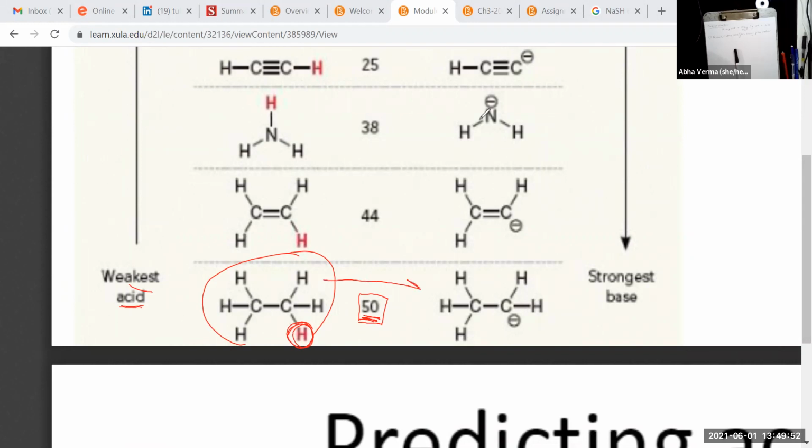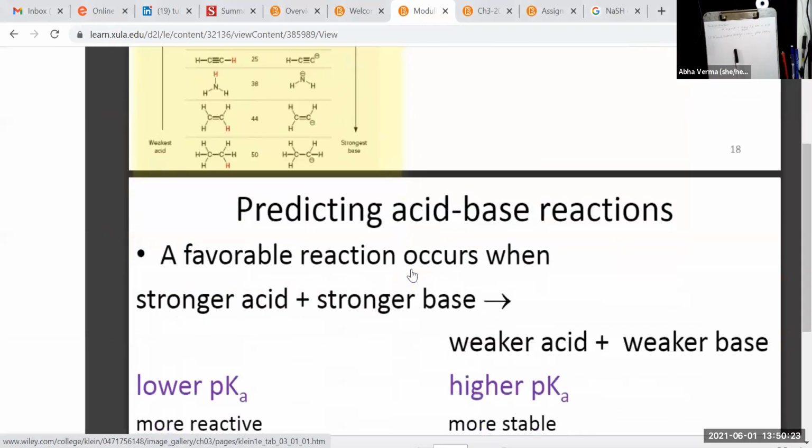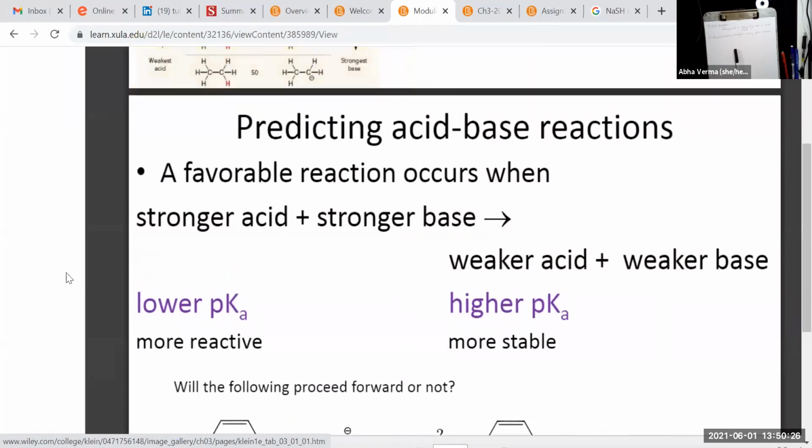But interestingly, the conjugate base of an alkane is the strongest base. It is very, very, very reactive. Why? Because it wants to get another hydrogen very quickly so that it can go back to its stable nature. Remember, all chemical reactions occur so that stability can be achieved. So first thing that we can look at is the pKa values.